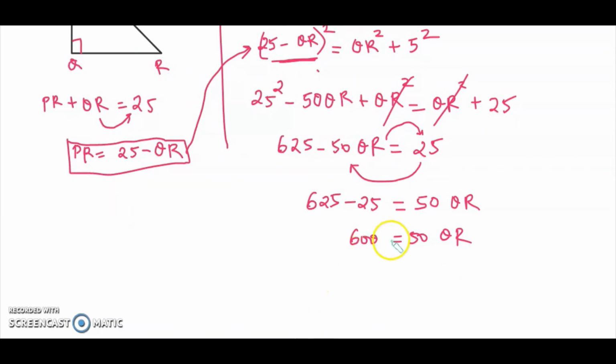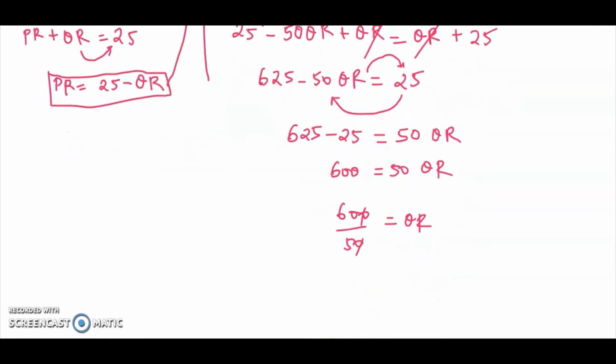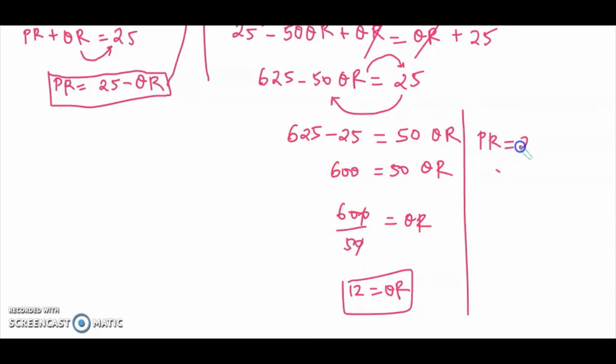So now we'll divide 600 by 50. So that is equals to QR. So what I'm going to get here as QR? Yes, 12 is QR. So if I want to find PR, that will be 25 minus QR, which is 25 minus 12, right?